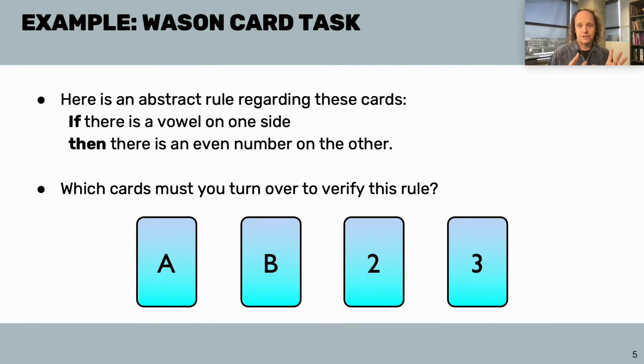So you can pause the video here for a moment, or maybe you've already figured it out. The answer is you need to turn over the A card. If there's an odd number on the back, then the rule has been violated. And you must also turn over the 3 card, because if there's a vowel on the other side of that card, the rule has also been violated. You don't need to turn over any other cards. This actually turns out to be a fairly challenging task for people.